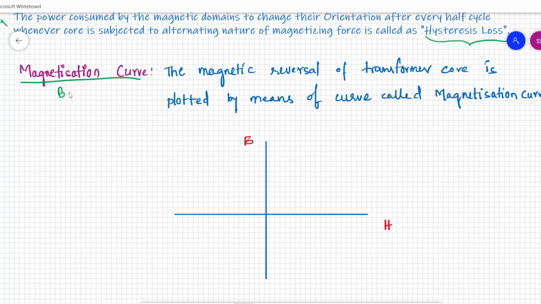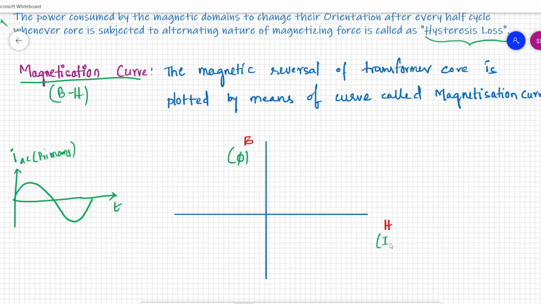Which we have already discussed, it is also called the BH curve. The magnetic reversal of the transformer core is plotted by means of a curve called the magnetization curve. That means we are going to see the magnetization behavior, the magnetic reversal process. So I'm going to take an AC supply and one full cycle of it. This is the supply current applied to the primary, which is an AC quantity. Now we are going to draw the curve between flux and this excitation current.